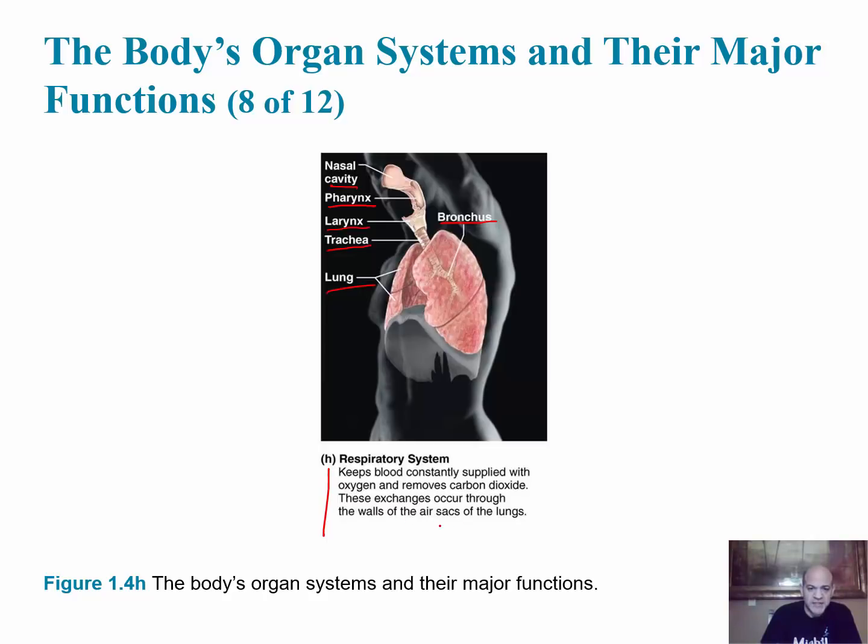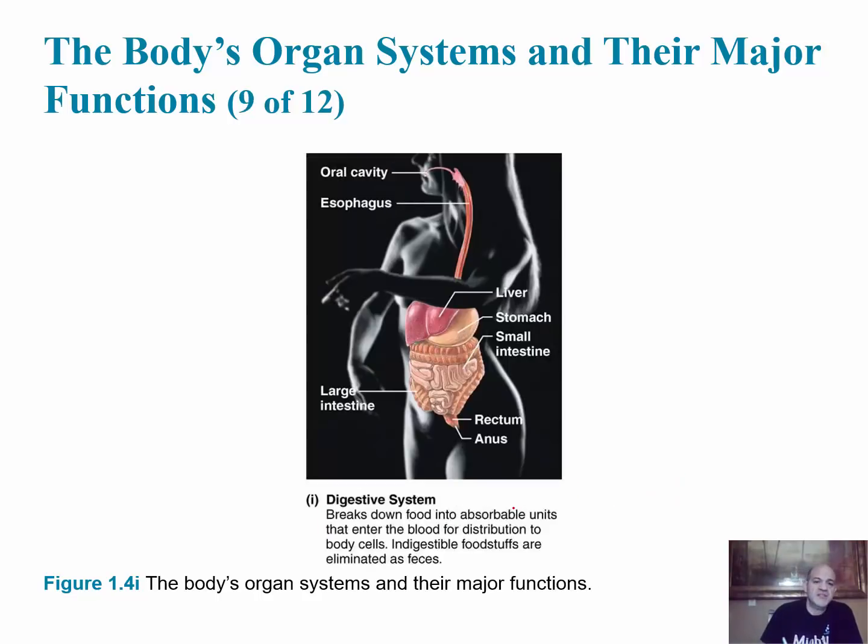And there are special sacs in the lungs called alveoli, and those are where the actual site of gas exchange, oxygen for carbon dioxide, takes place. The next system is the digestive system.